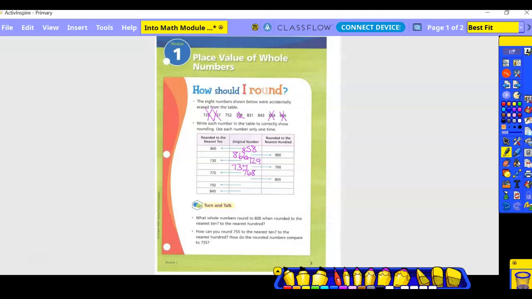The next one, they rounded up to 800. So we know, is that going to be our 800 number? No. So we're only left with what? 752. And if I circle the 7 and underline the 5, does that get me to 800 for rounding? Yes. Okay. 750.